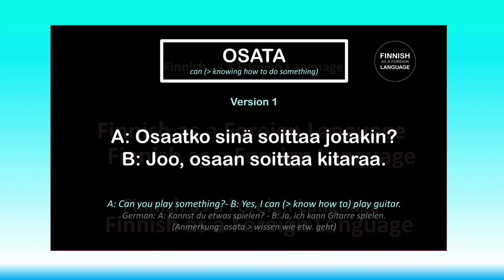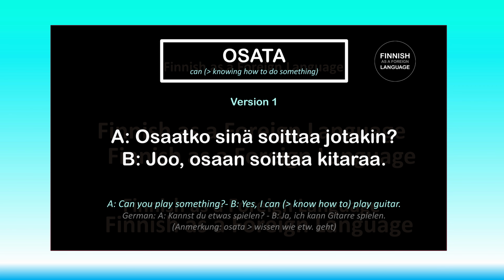Let's go step by step. Osaatko means, can you? In the sense of, do you know how to? It's a combination of the second person singular present tense of the verb osata plus the ko suffix, which is our question marker. Sinä means you. Soittaa here in this example means to play in the sense of playing an instrument, and jotakin means something. It's the partitive case of jokin. Why do we need the partitive case here? Because of our verb soittaa.